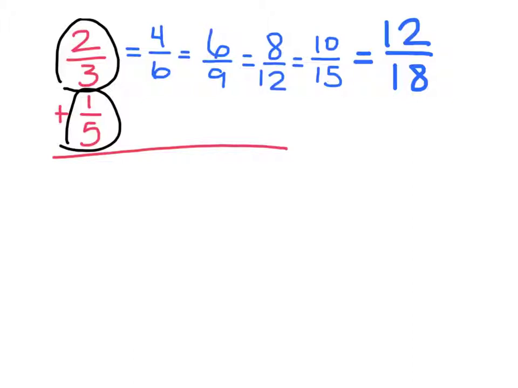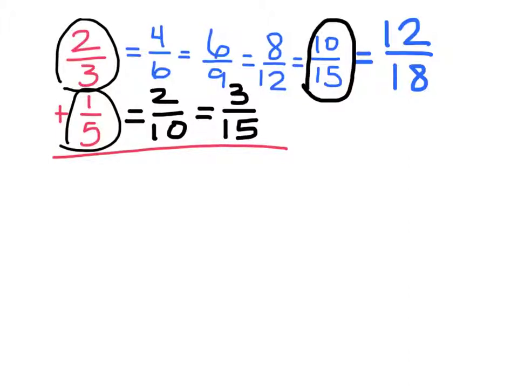So let's go ahead and start with the bottom number. So we would have 2/10. And then 1 times 3 is 3, 5 times 3 is 15. Okay, I'm going to stop. And the reason that I'm stopping is that I have found two fractions with common denominators, 10/15 and 3/15. 10/15 is equivalent to 2/3, and 3/15 is equivalent to 1/5.